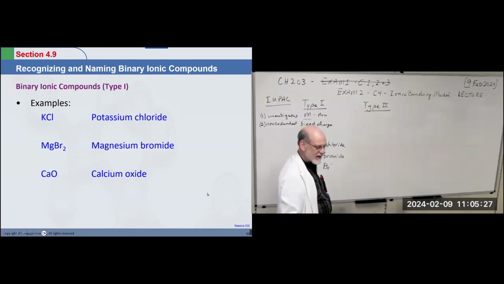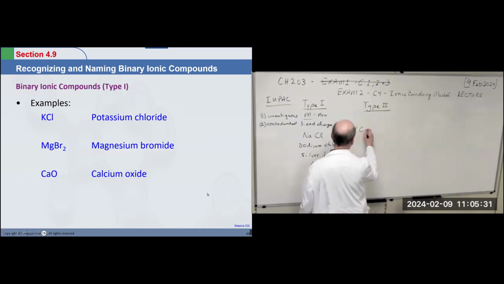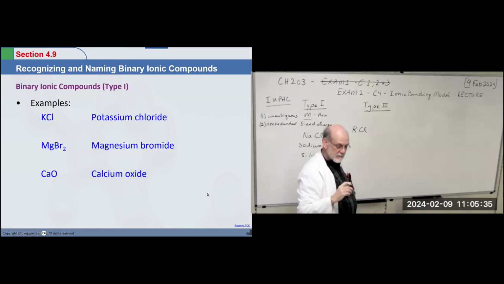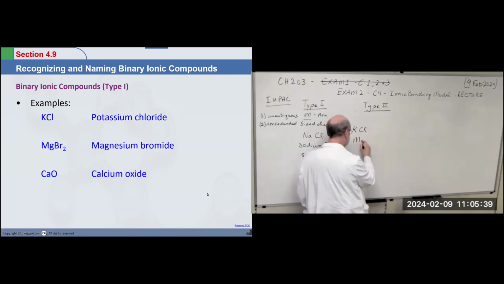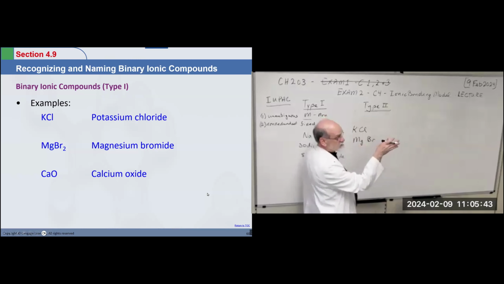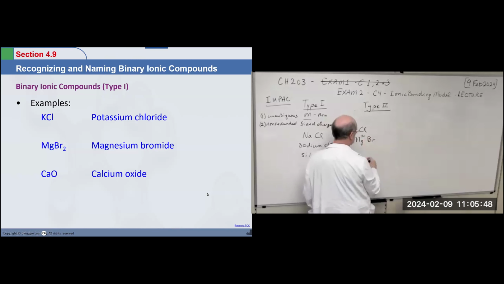So, if we wrote KCl, we just say potassium chloride. If we said magnesium bromide, then we know magnesium comes first and bromine comes second. Magnesium is an alkaline earth. It's always 2+. Bromine is always a -1. That means we need 2 of them.